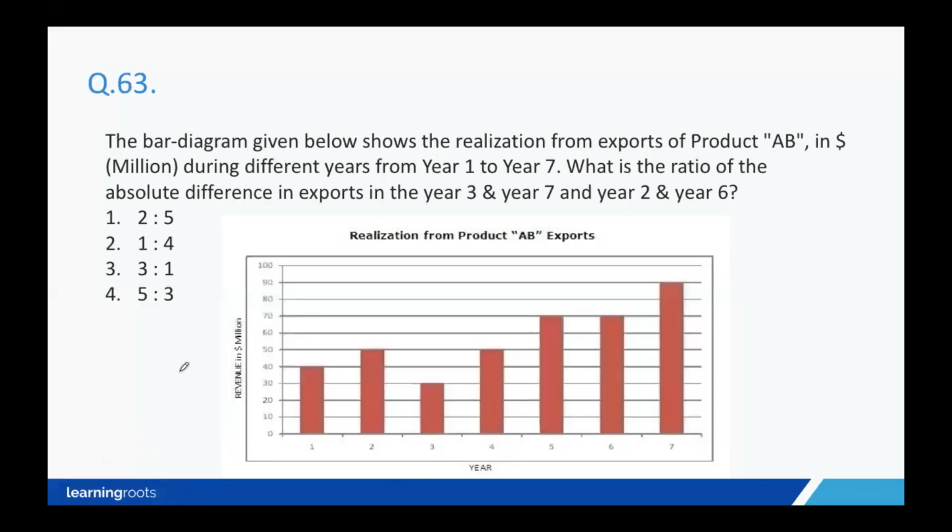The bar diagram given below shows the realization from exports of product AB in dollars during different years from 1 to 7. What's the ratio of the absolute difference in the years 3 and 7 and 2 and 6? In 3 and 7, 3 is 30, 7 is 90. So the difference will be 60. What about 2 and 6? 6 is 70, 2 is 50. So 70 minus 50 is 20. So the ratio is 60 is to 20, or 3 is to 1. So answer option 3 will be the answer in this case.